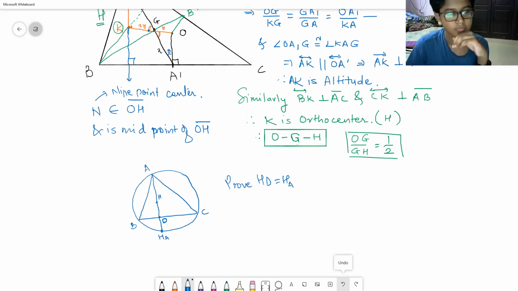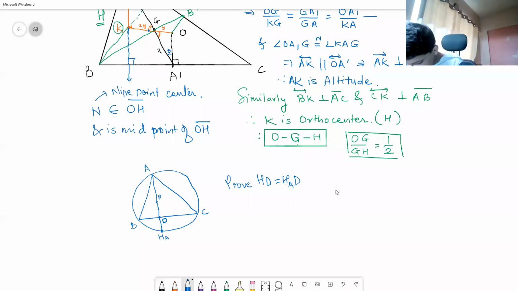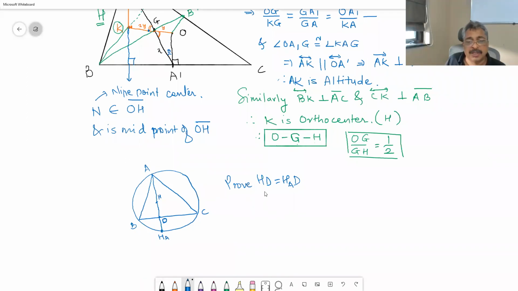Yes, so can you quickly write down the proof in your notebook now, so that you are aware and you remember. Prove that HD is equal to HAD. These two segments are congruent. This is congruent to this. And if it happens with one altitude, it will happen with all three.